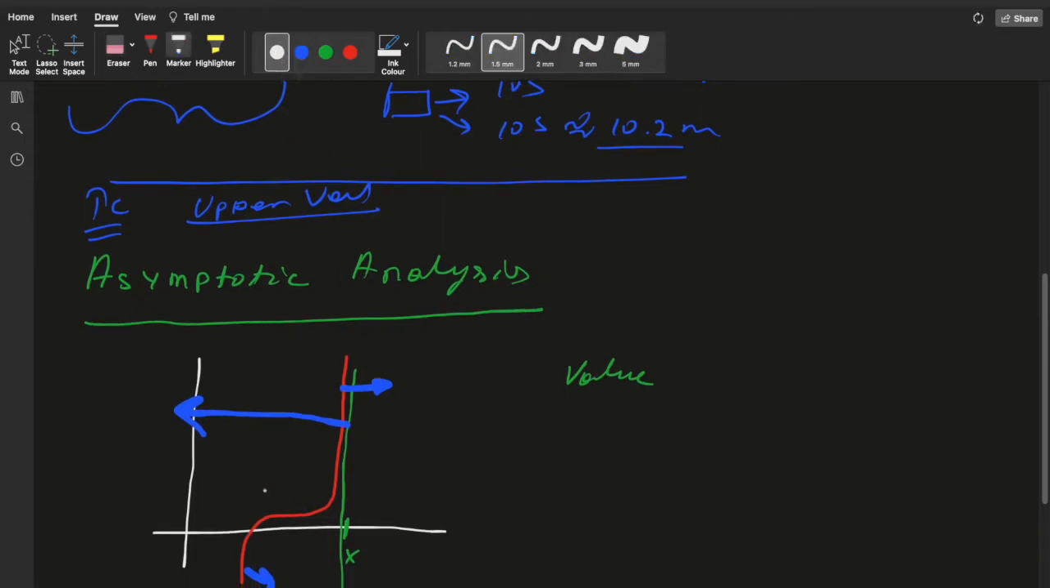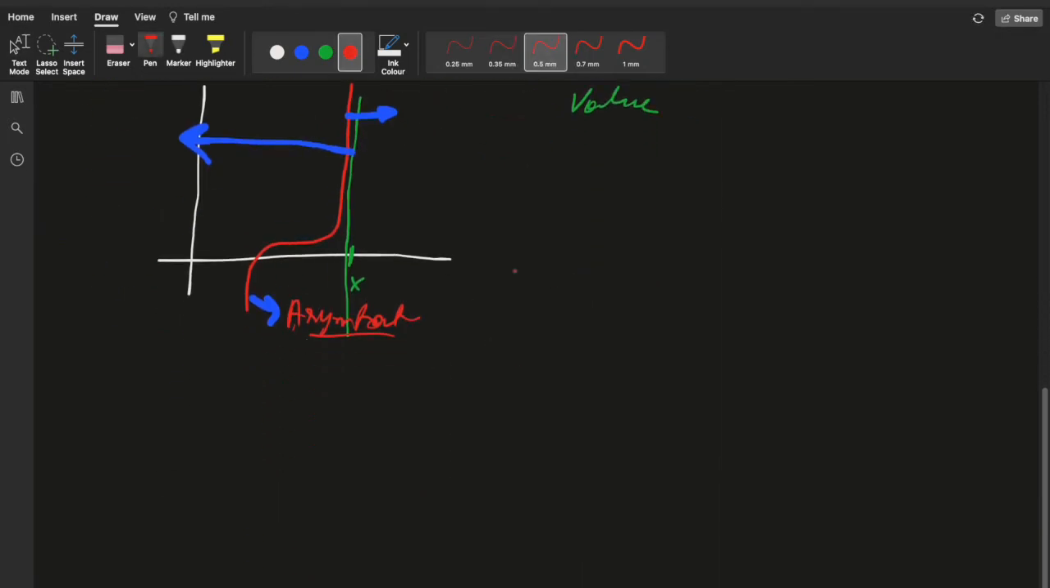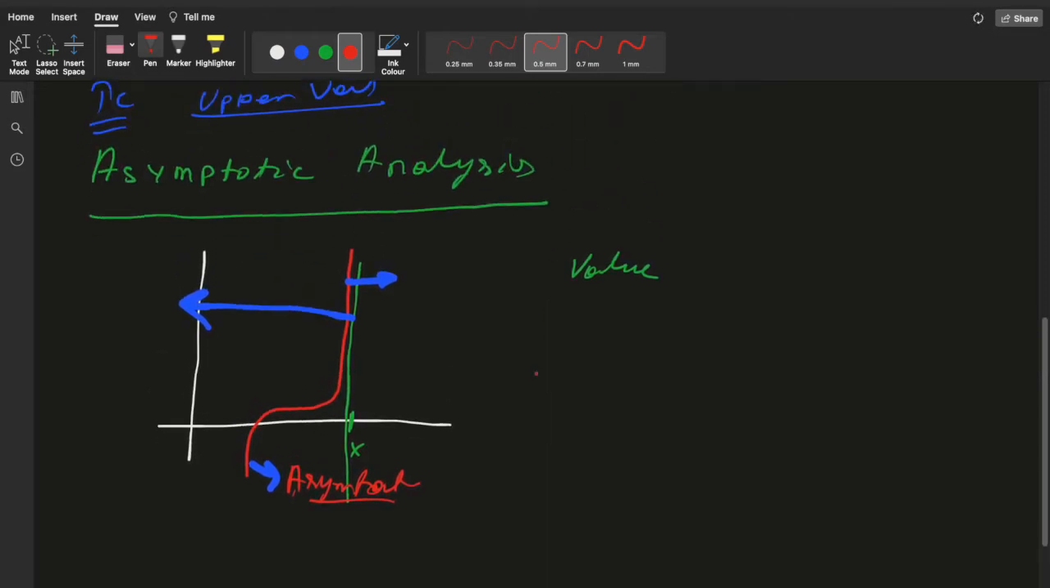This line is called asymptote. Okay, so I'll take one example. In asymptote analysis, basically, we will always be analyzing the value with a large number of data.